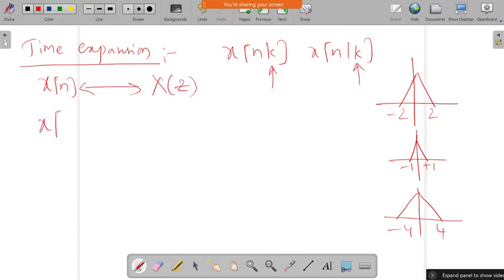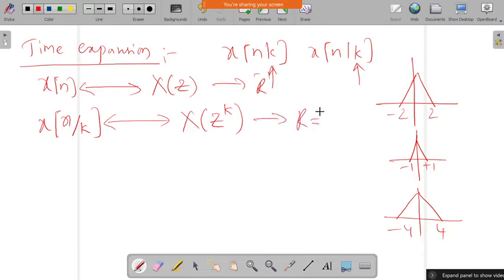Now if we have the signal, you can take either this or this. So x of n by k, since we have taken the time expansion, we will take x of n by k. Then what is the corresponding z transform? It is going to give x of z power k, with the ROC. If the original ROC is R, in this case the ROC will be R power 1 by k. So whatever the scaling factor k is, it becomes R power 1 by k.